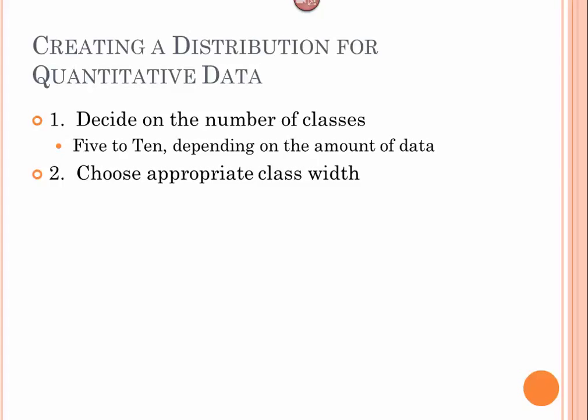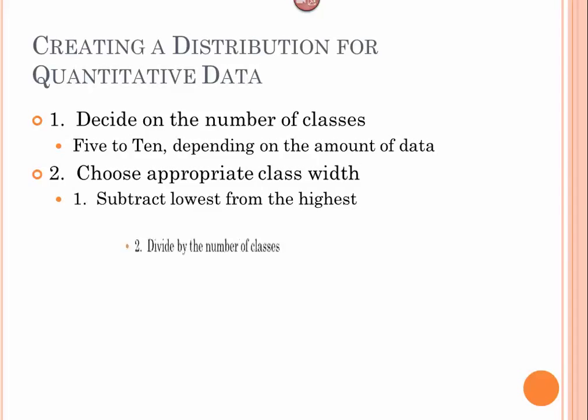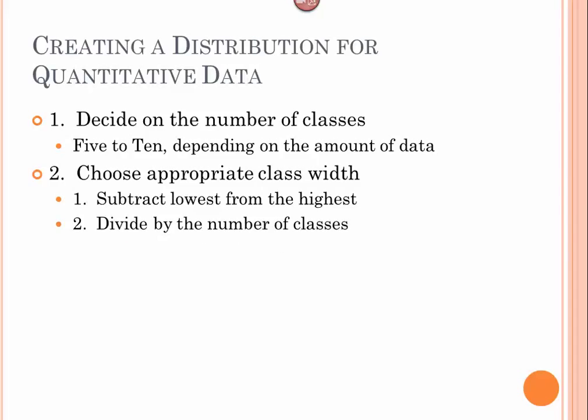We also want to choose an appropriate class width. To figure out how wide each class should be, the first step is to get an idea of the general range of your numbers. And so if we subtract the lowest number from the highest, that gives us the range of our numbers. Then if we divide that range by the number of classes that we want, that gives us an idea of how wide each of those classes should be.